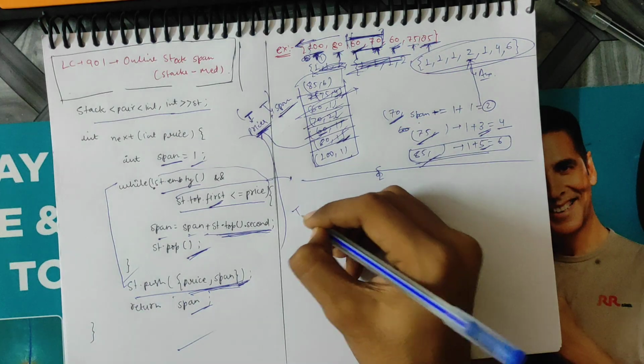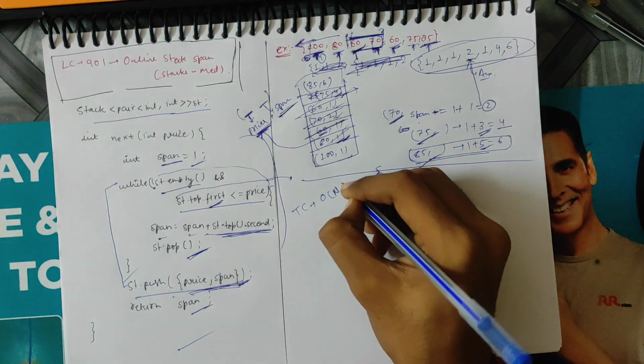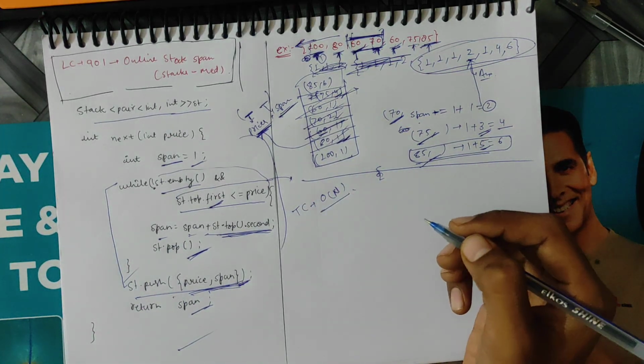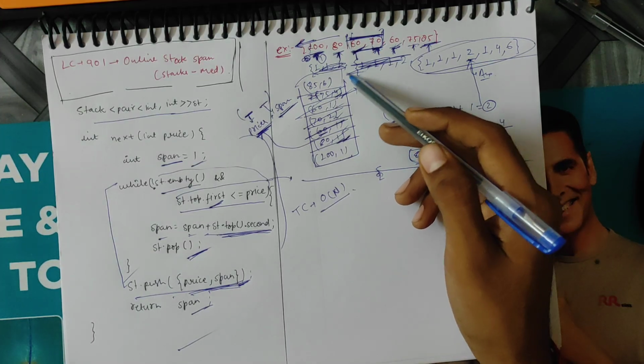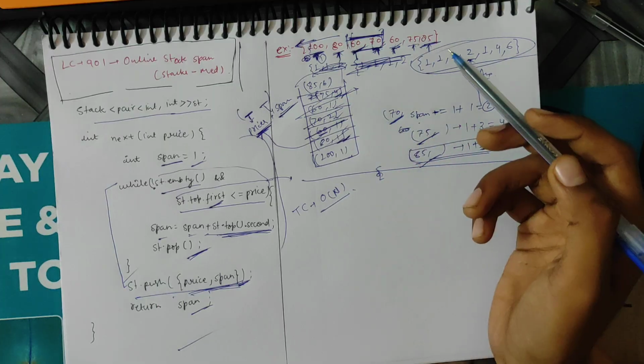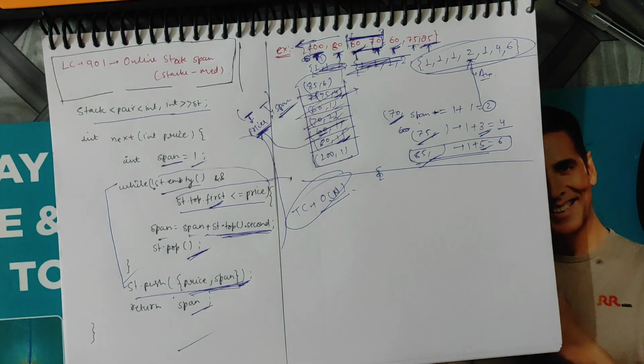If we talk about time complexity, it is big O of n, because every element is pushed and popped out only one time. So time complexity is big O of n.